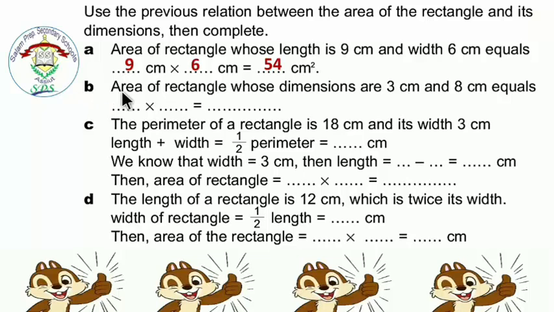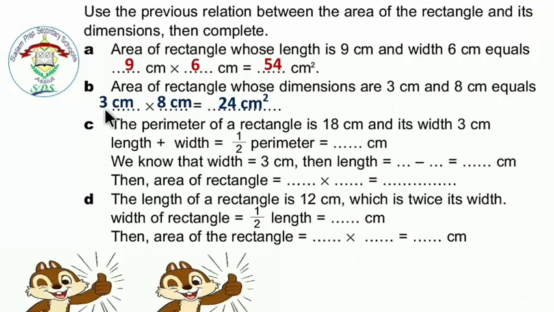The second one: the area of a rectangle whose dimensions are 3 centimeters and 8 centimeters. We know the area of a rectangle equals length times width. Length is 8, width is 3 centimeters. So width 3 centimeters times 8 centimeters for length. Please take care, we can write width times length or length times width. It's the same. Okay? Equals 24 square centimeters.